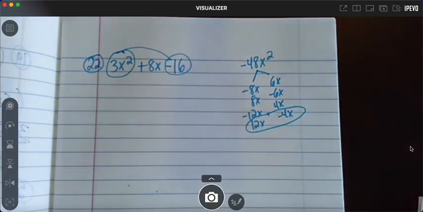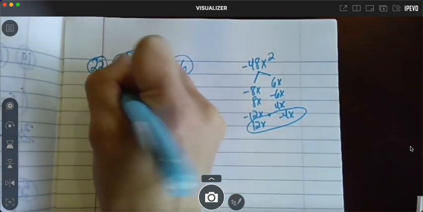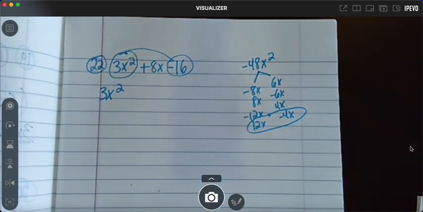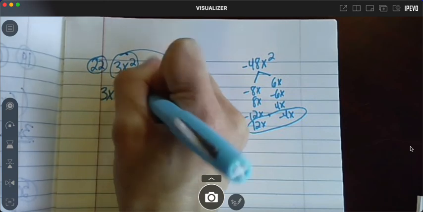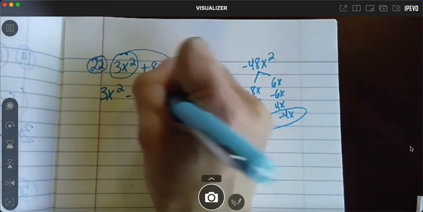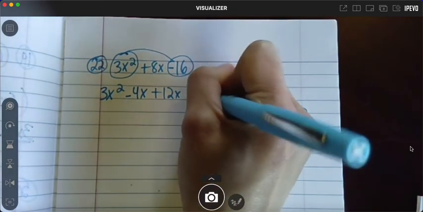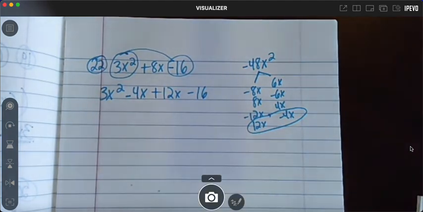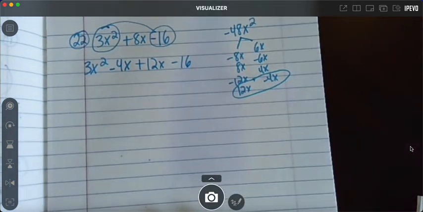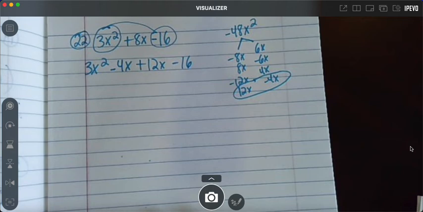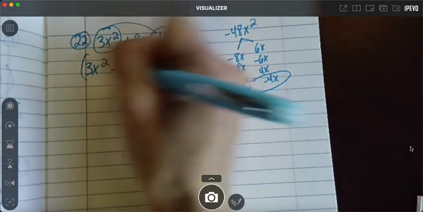So again, I write down my 3x squared. I like to do my minus signs first. I have 4 terms, so what do I do? Okay. We group.